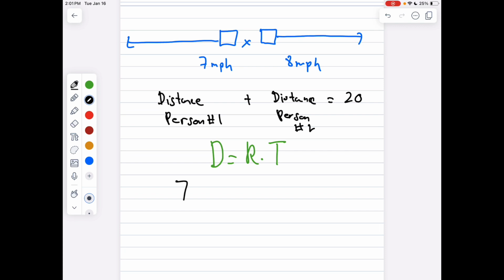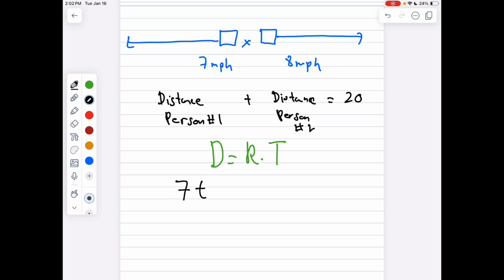So if you take 7 times t, this would be the distance they would ride in a particular amount of time. And here t is in hours because we have miles per hour. That's indicating what the time is in. You can certainly rephrase this question to say, I want to know the time in minutes, with speed in miles per minute, something like that. You could do that as well. However, I'm going to keep the time in hours.